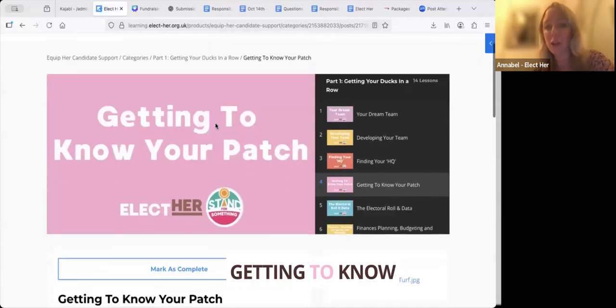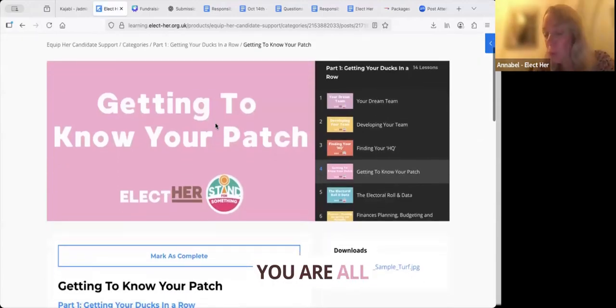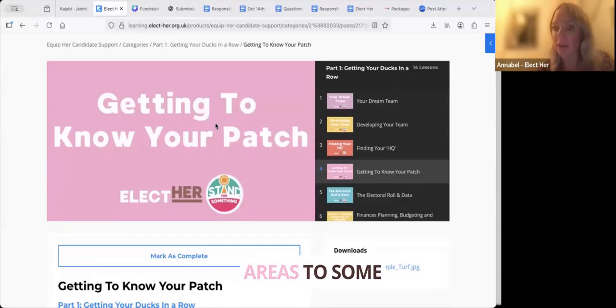Right. Getting to know your patch. You are all probably embedded in your local areas to some degree or not. You will have a sense of it. For selection, I know for the Senate, and I know for selection for the Scottish Parliament, you will have had to have demonstrated your knowledge of your local area.